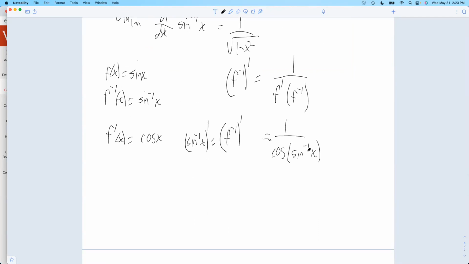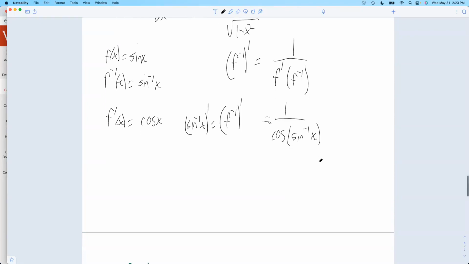Okay. Now, this problem here is something that you did back in trig. You don't remember it, but you did problems like this back in trig. So now we're doing a little side work here. I want to evaluate or find or simplify cosine of the inverse sine of x.